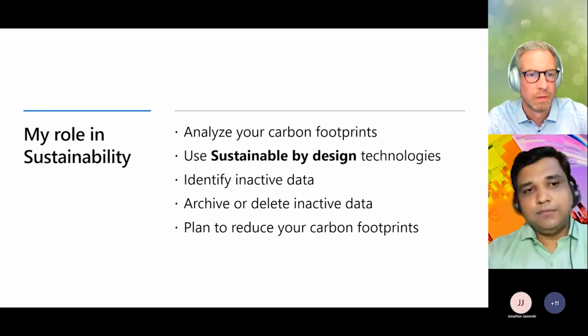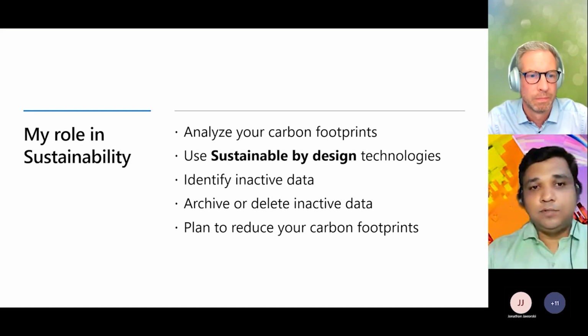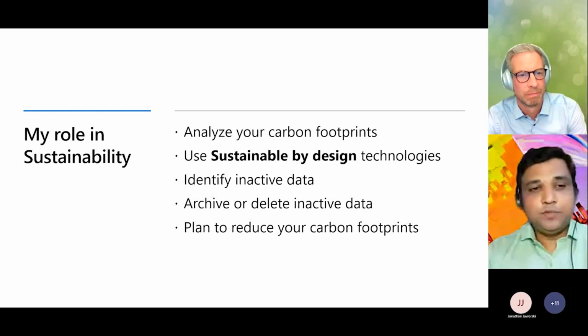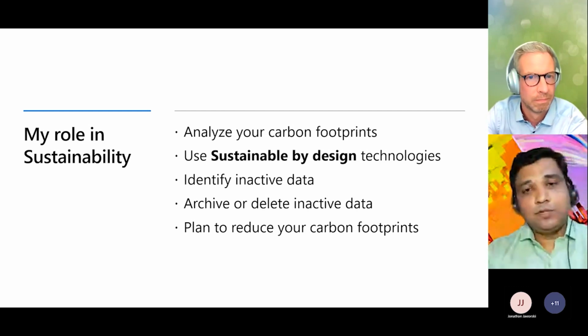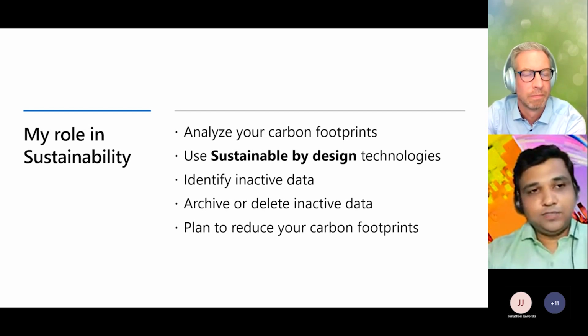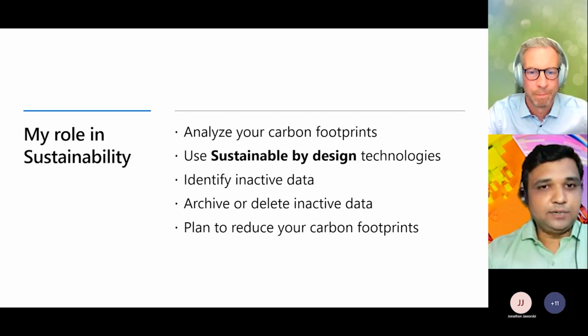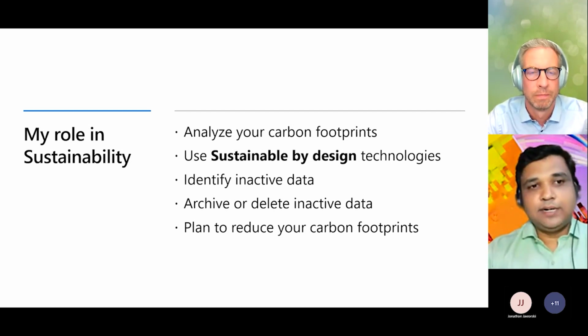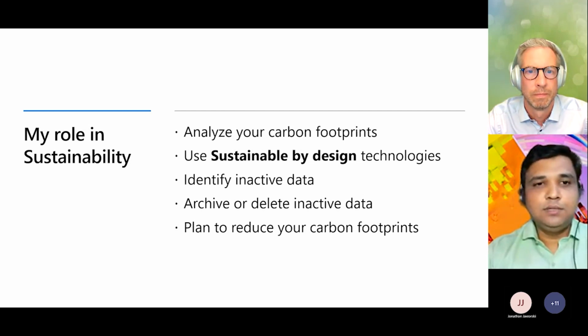Then when it comes to the personal front, like what is my role in sustainability? In that case, every one of us has a very important role to play in sustainability. So firstly, analyze your carbon footprints. For each of the resources as well as data that you own in the cloud, analyze all of its carbon emissions, try to reduce them, and then use sustainable by design kind of technologies. So adopt cloud and AI services to cut your energy consumption and then reduce the physical footprints.